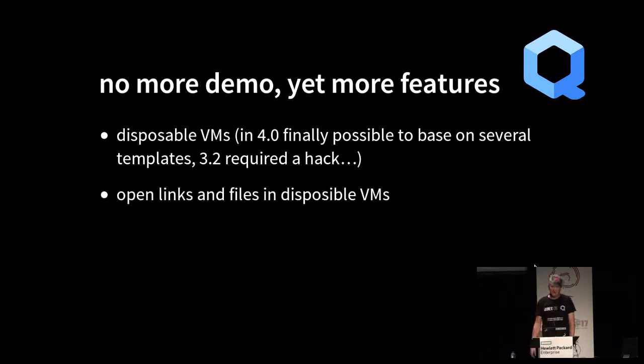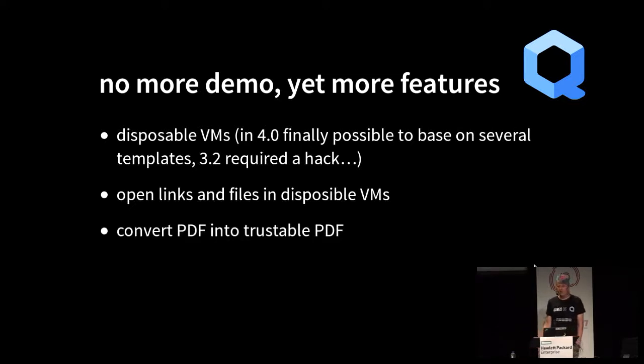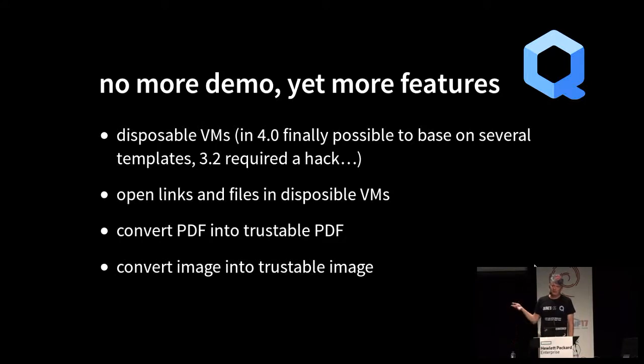But you can open links and files in disposable VMs. And another thing is, there's also an option to convert PDFs into trusted PDFs. The PDF is opened in a disposable VM, then a screenshot is taken of each PDF page, and then saved again as a PDF of screenshots, and copied back to the original VM, and then the disposable VM is destroyed. And you do it with a mouse click, so it's not any work. The same is there for images, because images can also have exploit code in them.